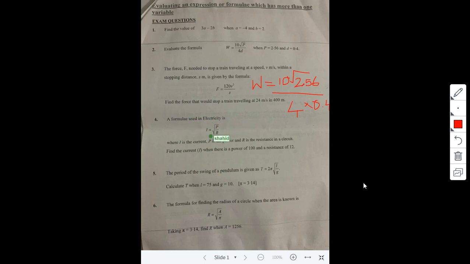Here, this is electricity, I think physics, where I is the current, P is the power, and R is the resistance. So find the current I when there is a power. Okay, so I just need 200 divided by 12. Yes. This is actually quite easy. So t equals 2 pi, and for pi 3.1475. Okay, yes, I understand this one.